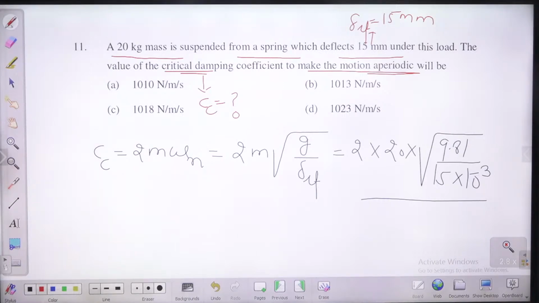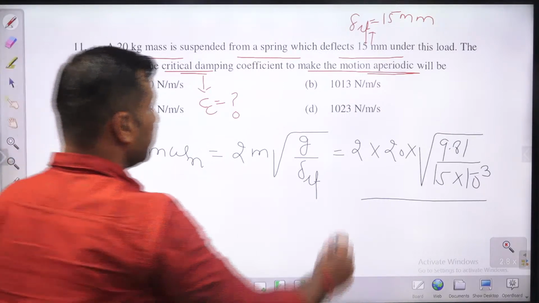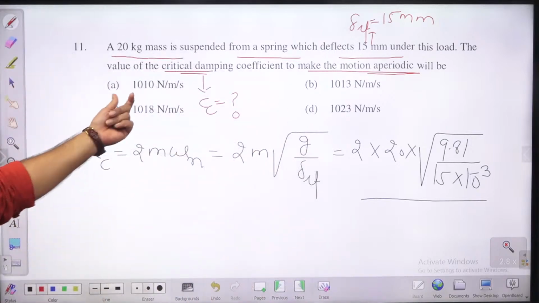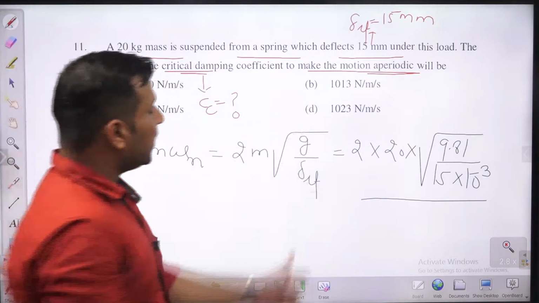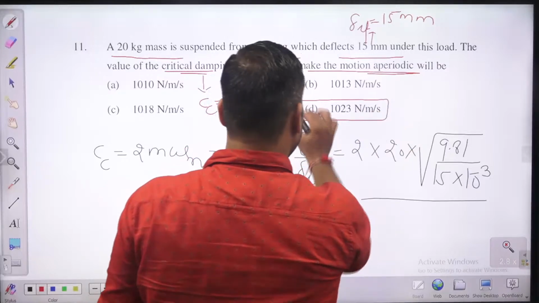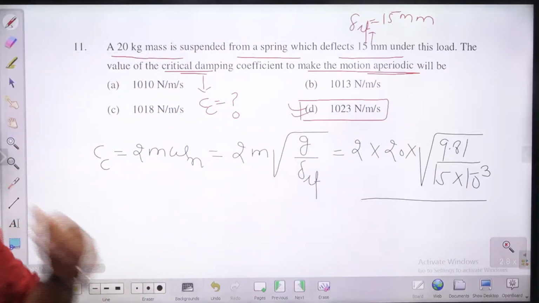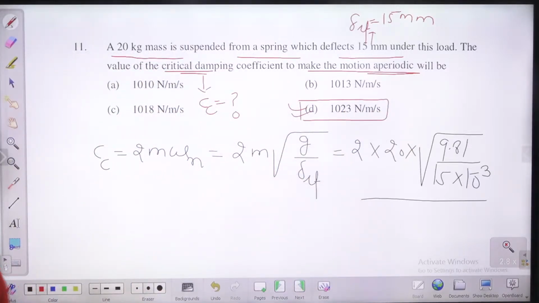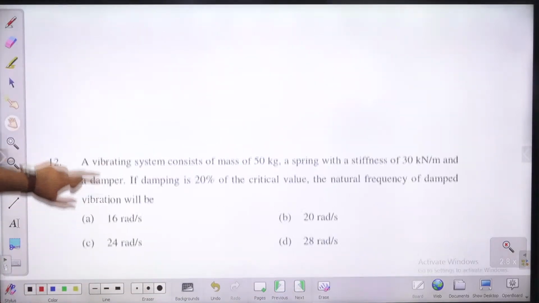So guys, if you solve this, although all the answers are very close, 1010, 1018, 1013, this will come out. D is the right answer, 1023. Please check. Very good, Ajay. Next question in front of you, question number 12.